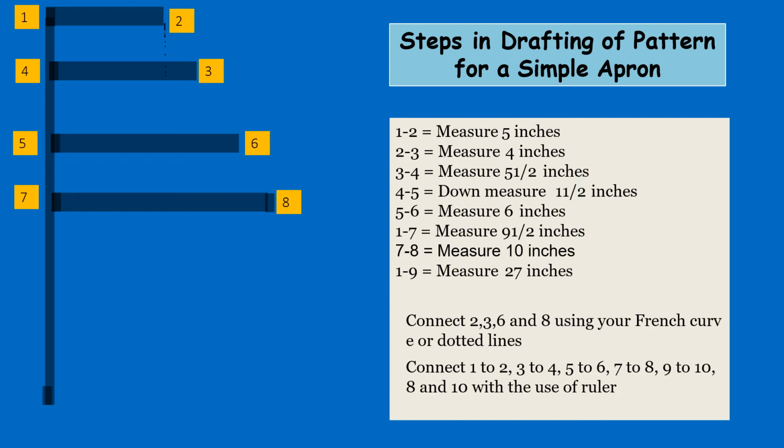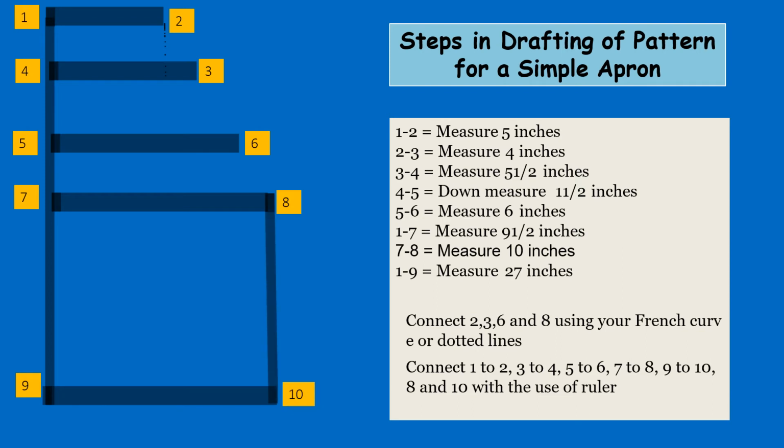Next, 1 to 9. Starting from 1, to get the 9, you need to measure 27 inches. So that is number 9. And then you need to measure 9 to 10. So you follow the measure of 7 to 8. So that is number 10 and then down.